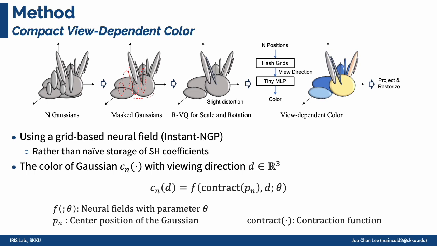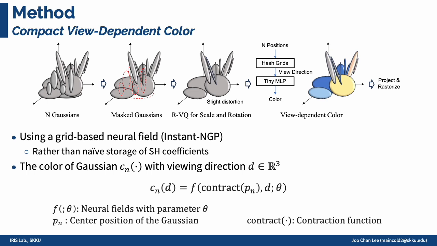Each Gaussian in 3DGS requires 48 of the total 59 parameters to represent spherical harmonics, to model the different colors according to the viewing direction. Instead of using this naive approach, we propose representing the view-dependent color of each Gaussian by exploiting a grid-based neural field, instant-NGP. Specifically, we can contract the unbounded position of each Gaussian to the bounded range, and input them into hash grids.